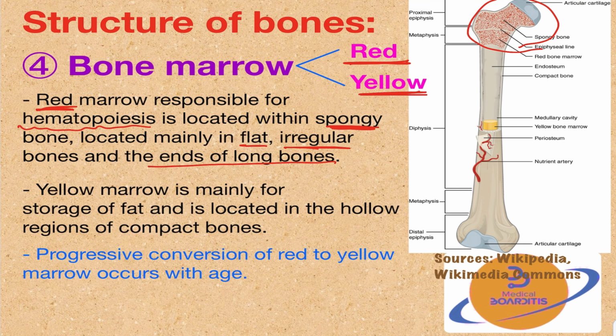We're going to discuss that later, but this is a major location of this spongy bone and also the red bone marrow. The yellow marrow is mainly responsible for the storage of fat, and that's why it's actually yellow. It's yellow because of the presence of fat. And it's mainly located within the hollow regions of compact bones inside here. This is the hollow region of compact bones, and this is where you can find this yellow marrow. There is, with age, progressive conversion of red marrow into yellow marrow.